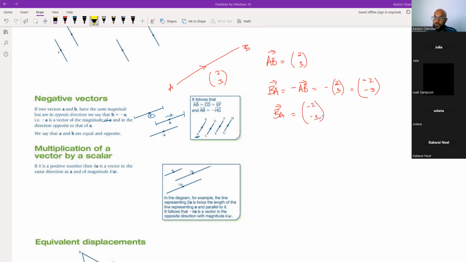Do you guys understand that? This is important because for the topic we're going to do today, when we change the order or the direction, this is how you're going to represent it if given a column vector.